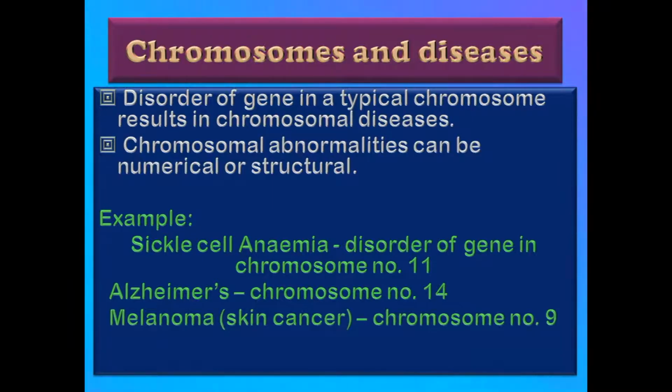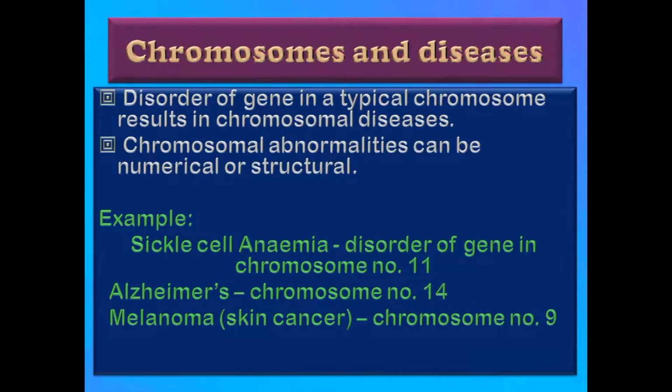Melanoma, or skin cancer, is due to disorder of a gene in chromosome number 9. So in this way, there are many chromosomal abnormalities among the human population. Some examples are sickle cell anemia, Alzheimer's and melanoma.